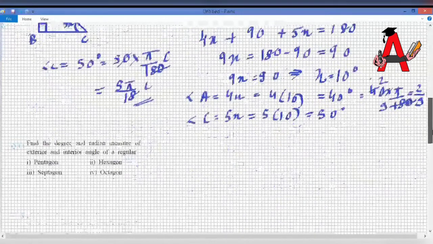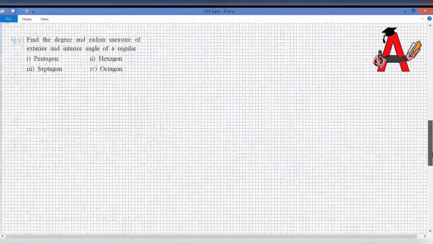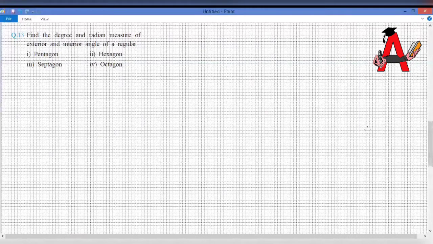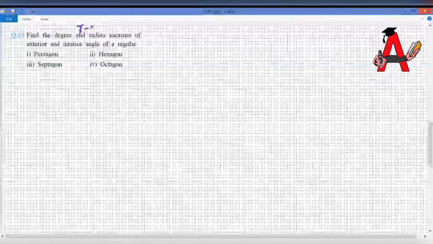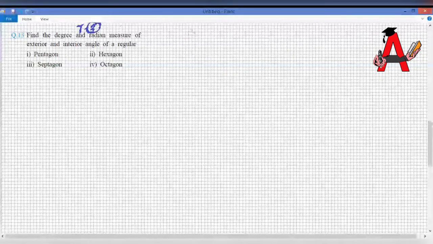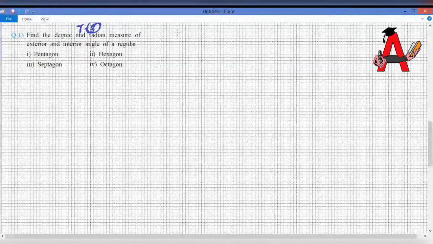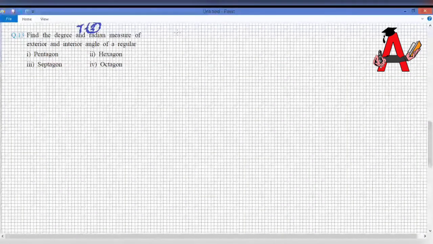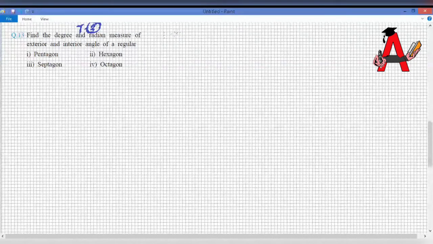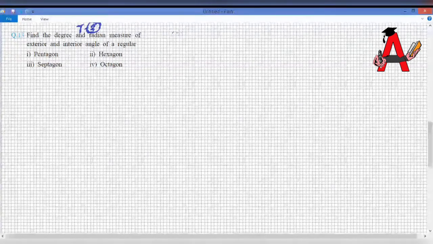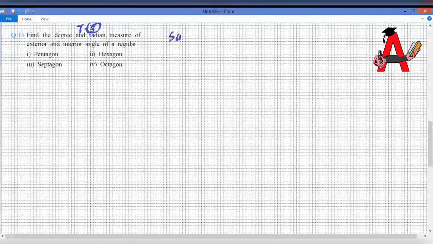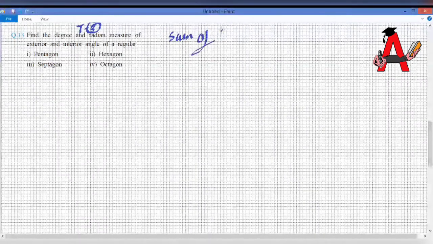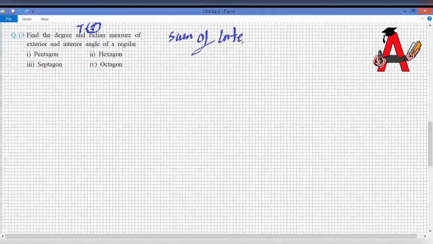Now in the third type, we will understand how to find the degree and the radian measure of the exterior and interior angle of a polygon. This is type 3. This is based on certain formulas. For example, you should remember what the interior angle of a polygon is and what the exterior angle of a polygon is. So there's a formula. First, you have to understand the sum of interior angles of a polygon.